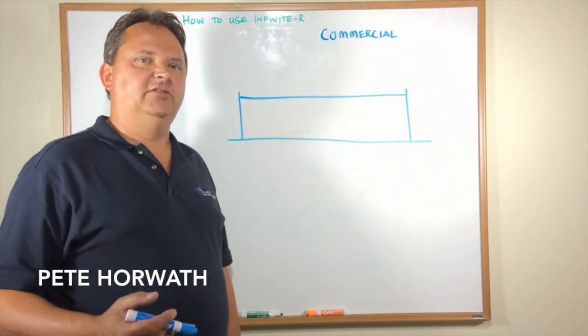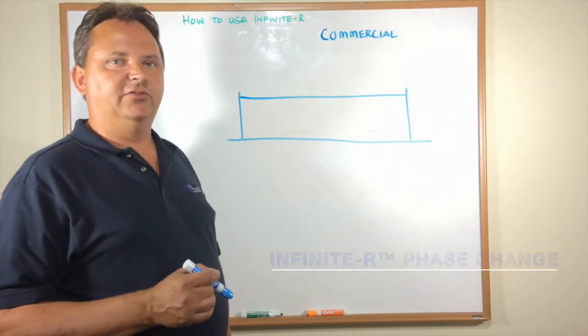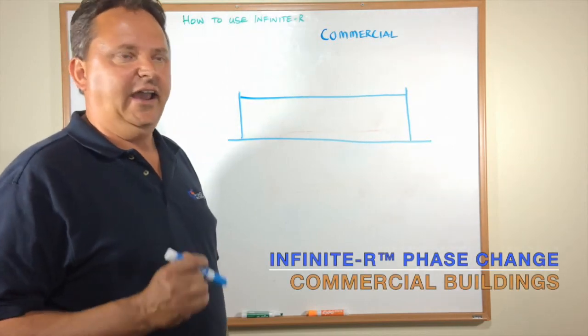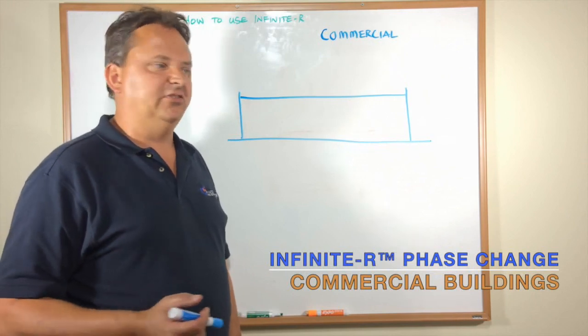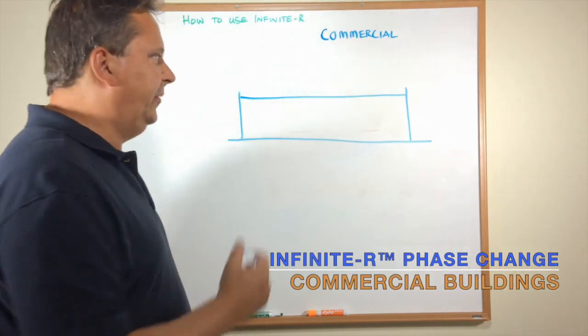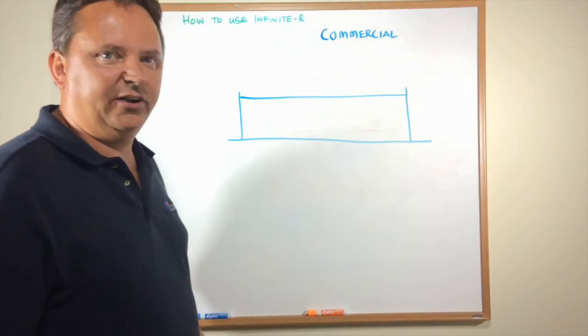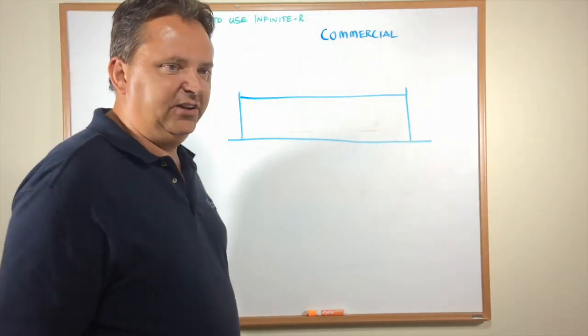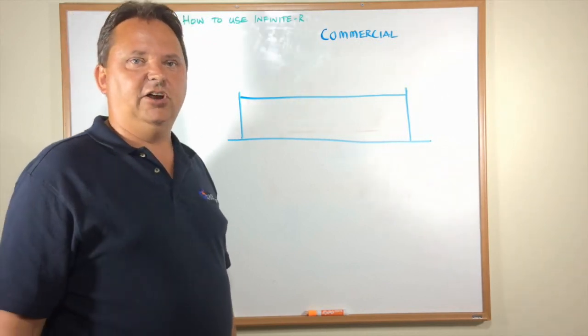One of the best ways to use Infinite R phase change material in commercial buildings is the roof system. Anytime I'm looking at a building, particularly a retail building such as a box store, the first place I look is the roof. Now there's several roof designs out there that have been developed with phase change materials, and they're all available on our website. You can also contact any of us to help.